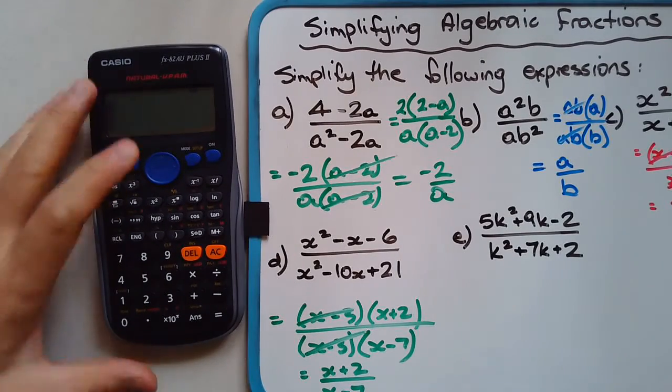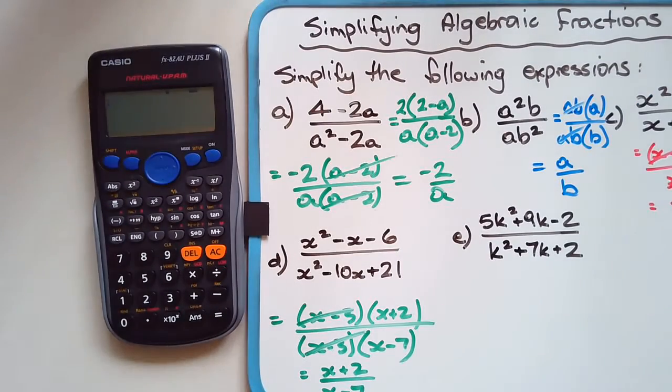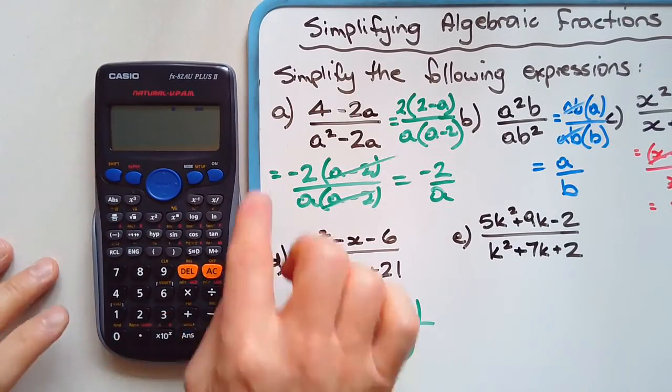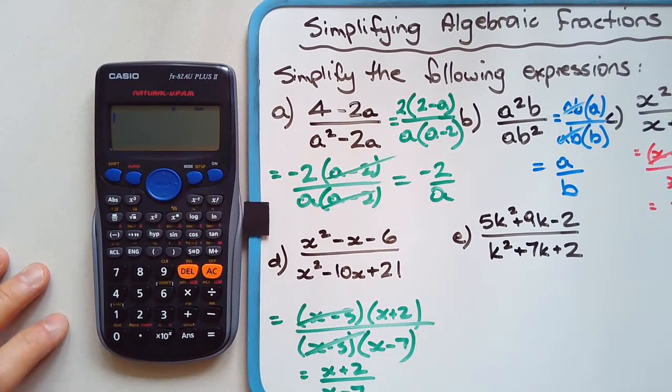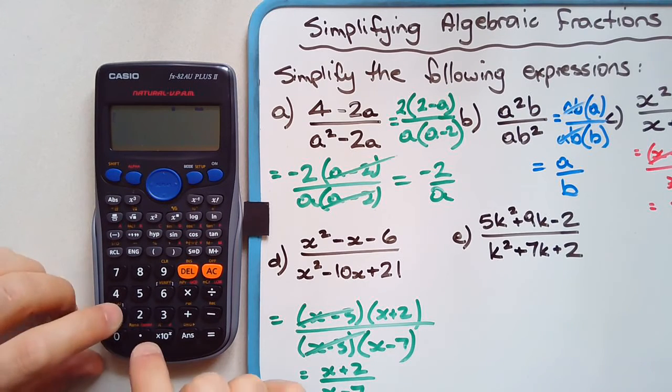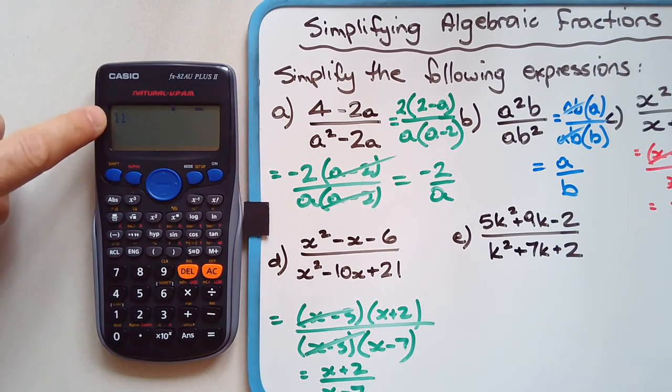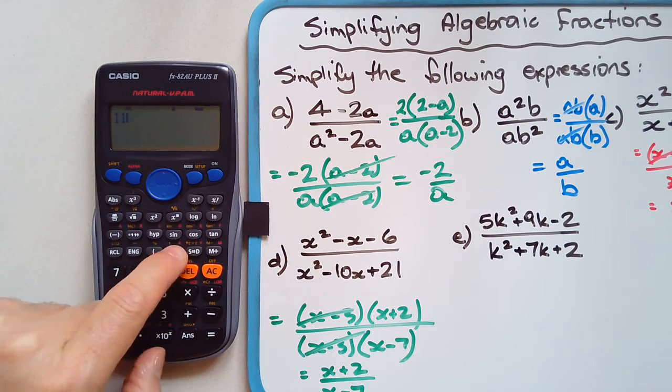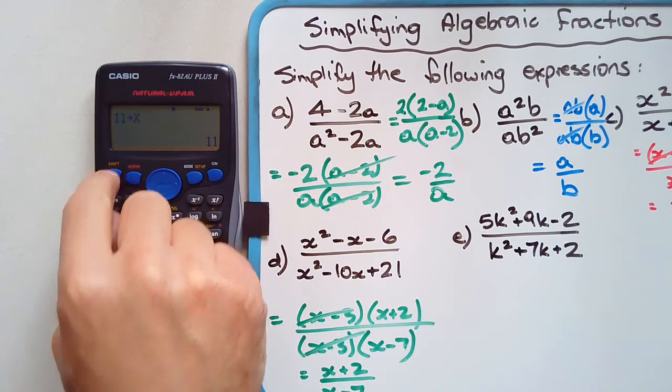Okay, so I might just increase the brightness there a little bit. What you do is you give x a value. I don't know, just make up some number. Let's say, I don't know, 10, something different other than the numbers that you see. I'll make it 11. So if we store that in memory, 11, shift STO X.